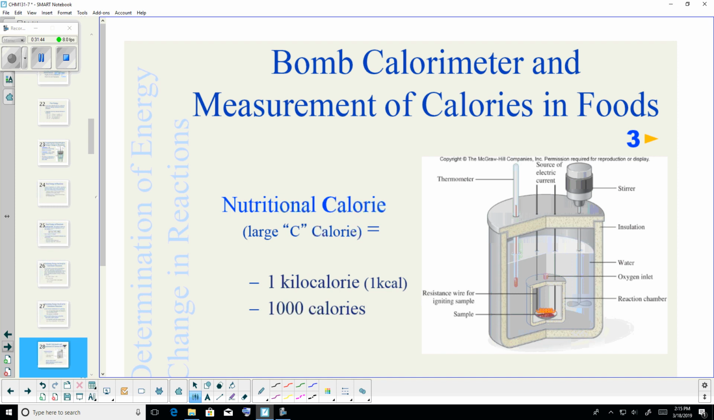So again, the nutritional calorie is 1,000 little calories, the large C. And they use what's called a bomb calorimeter, which has nothing to do with explosives. It's just that it's super insulated. And they have a known weight of water in there, and so they put your sample in here and they ignite it, and they burn it, and then they measure the temperature change, and from that they know how many calories.